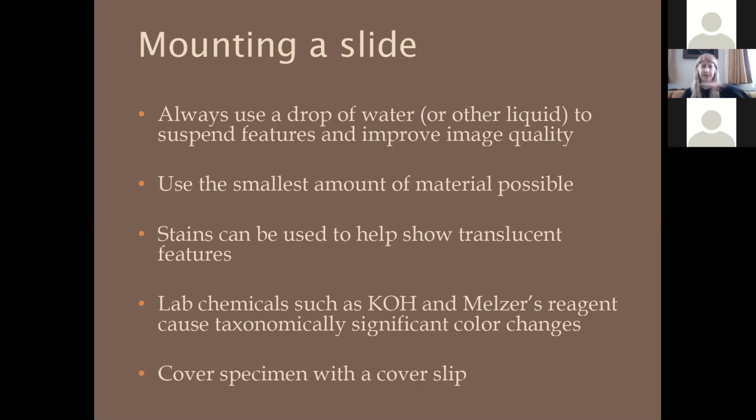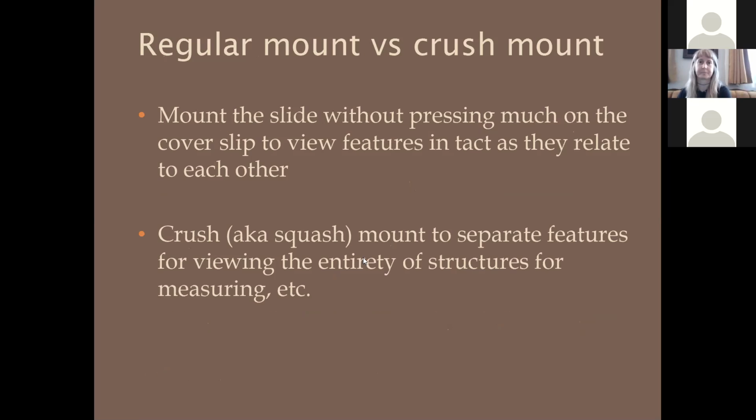Okay, so you've got your slide, your wet stuff, water, potassium hydroxide or something else, your specimen, and then your cover slip. The cover slip really helps to make everything all in one plane. Okay, and then there are different types of mounts. There is a regular mount and a crush mount. Crush mount is also known as the squash mount.